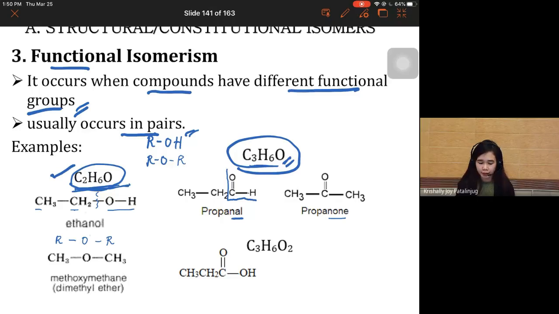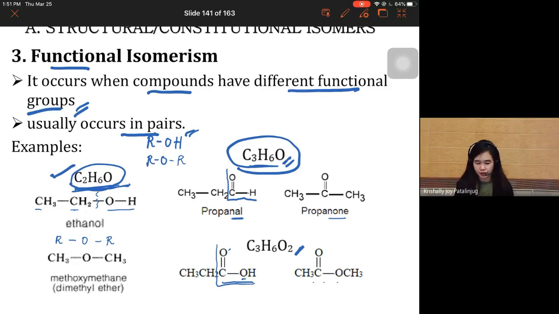C3H6O2, you can draw a carboxylic acid structure here. So that is a carboxylic acid. Look at the structure: three carbons, six hydrogens, two oxygens. This is the oxygen. Then another structure that it can produce is an ester.